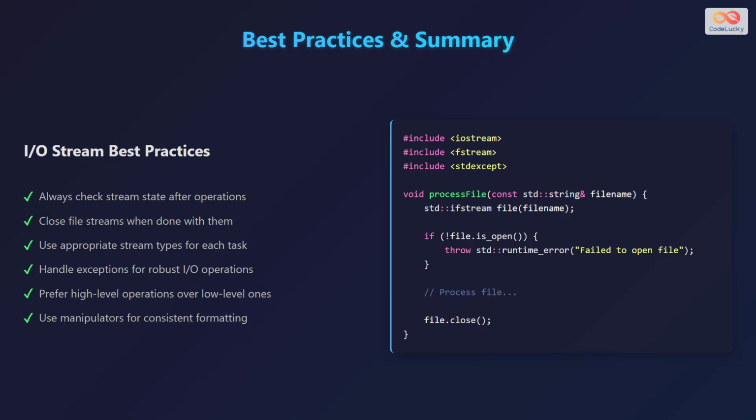Here's the code sample. It includes iostream, fstream, and stdexcept libraries. We define a function processFile that takes a file name as input. It attempts to open the file using std::ifstream. If the file fails to open, it throws a std::runtime_error exception. The file is then closed using the close method.